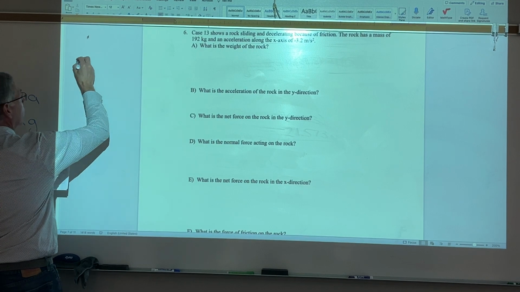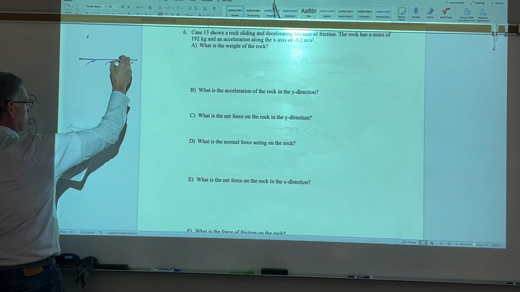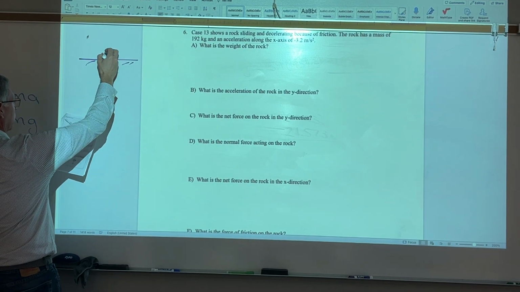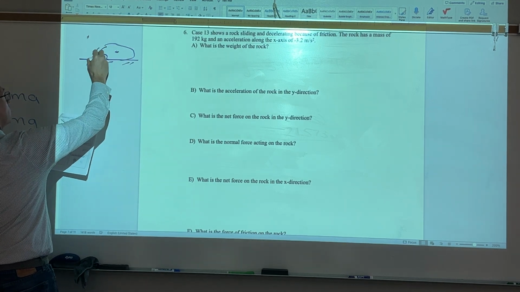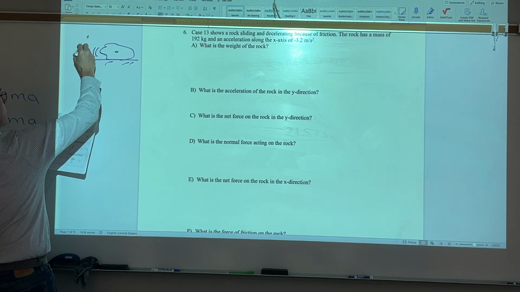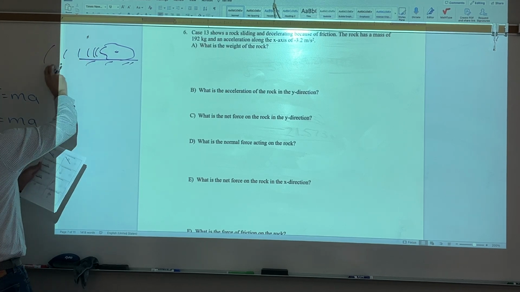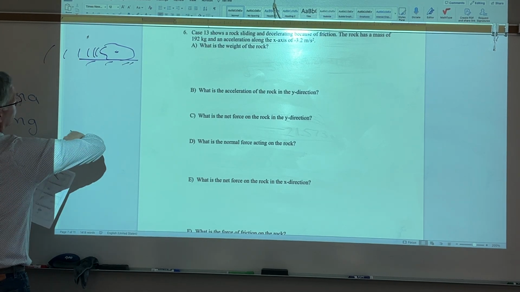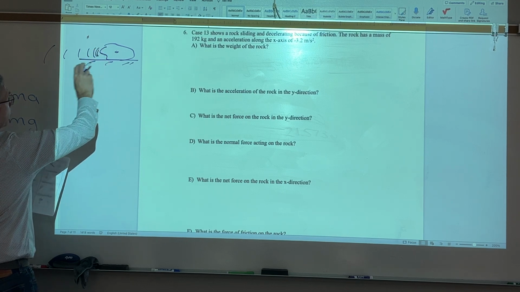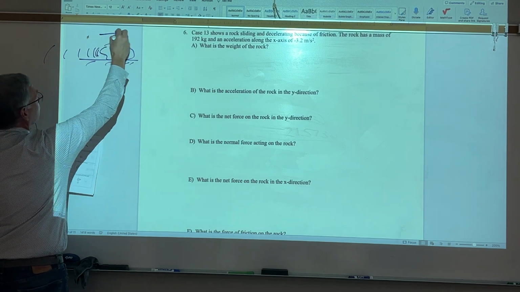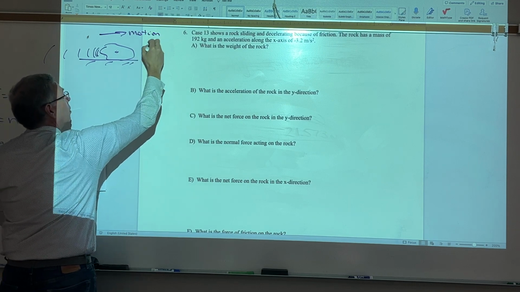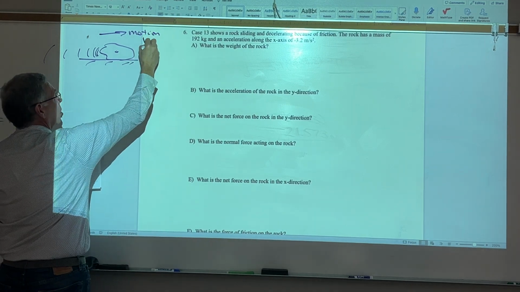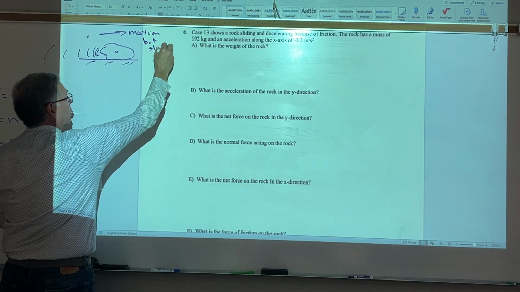So here's case 13. You've got the ground or some rough surface. You got your rock, and it shows these little lines getting closer together as they get closer to the rock. It's supposed to represent this rock slowing down, but the motion is still to the right. Okay, motion's to the right, but it's slowing down.